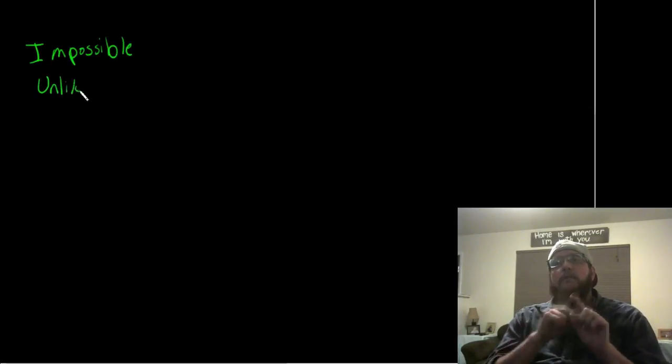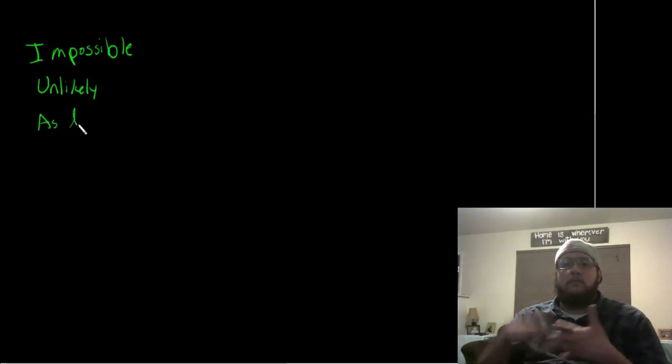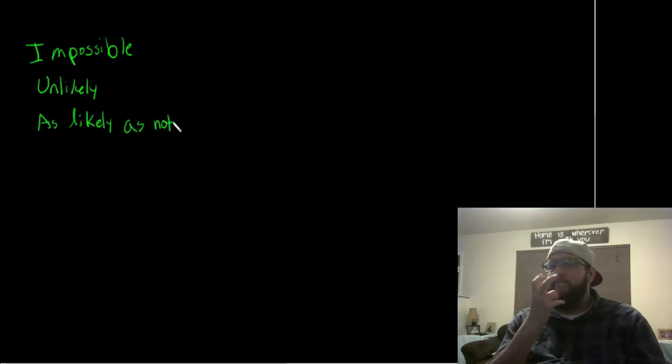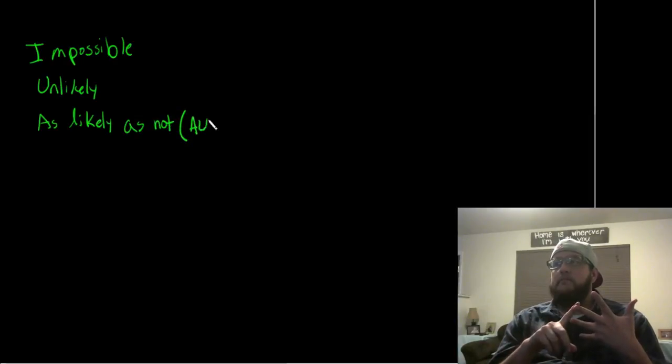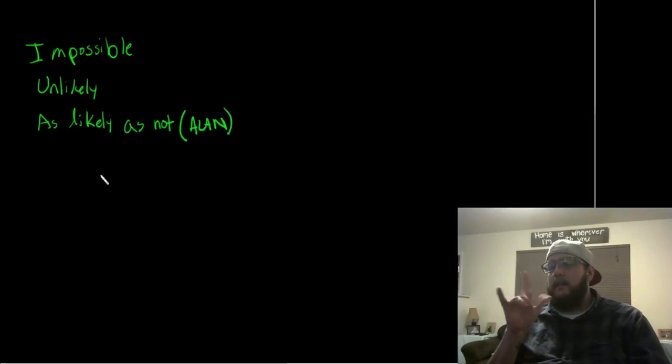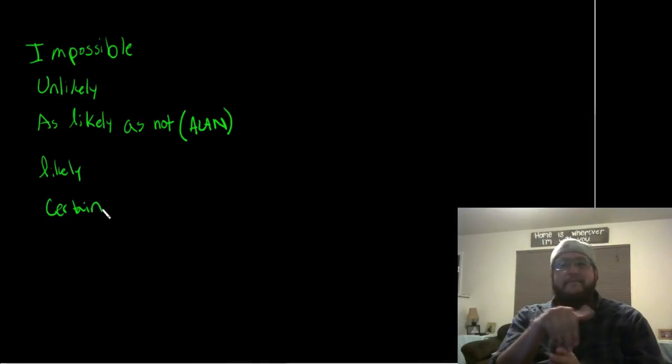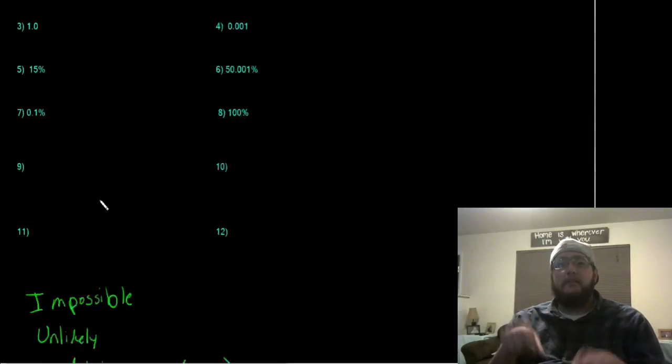impossible, unlikely, as likely as not, which we called Allen, likely, and certain. So we're going to be using those to answer these. So the first one is 0.48.